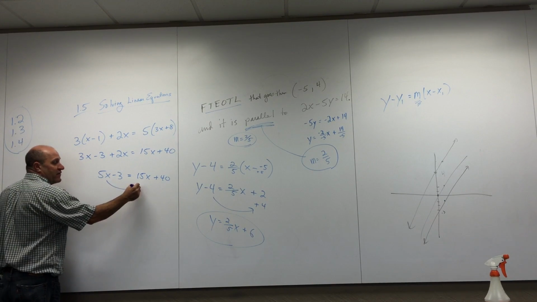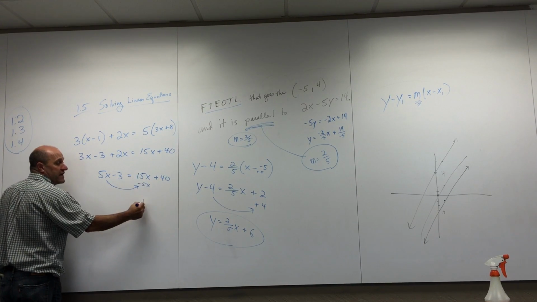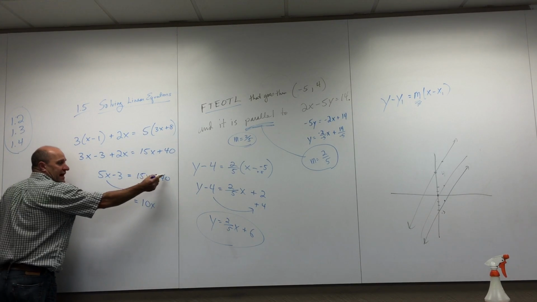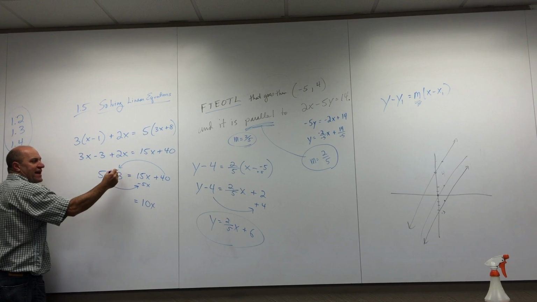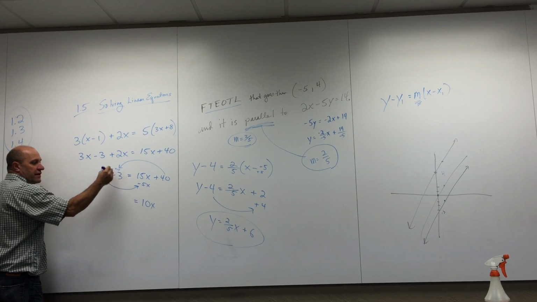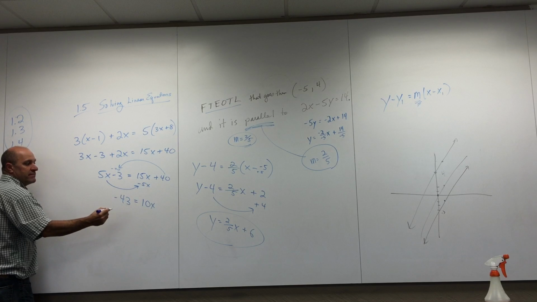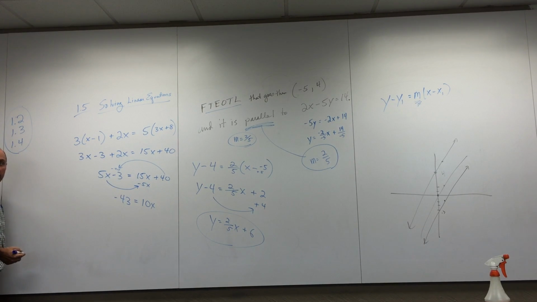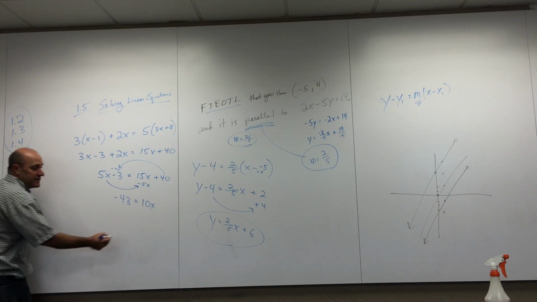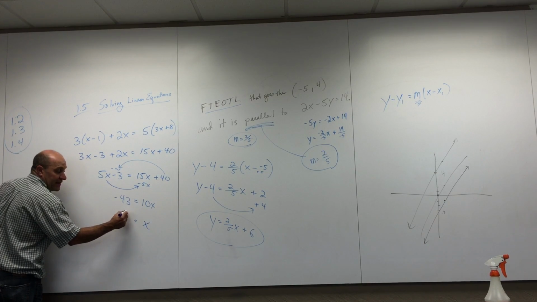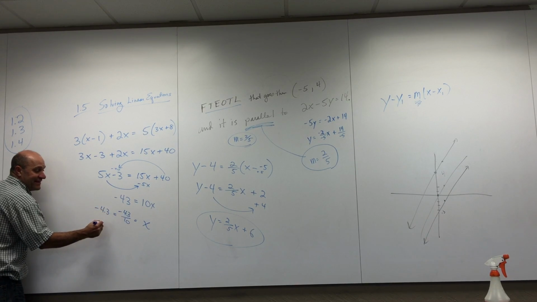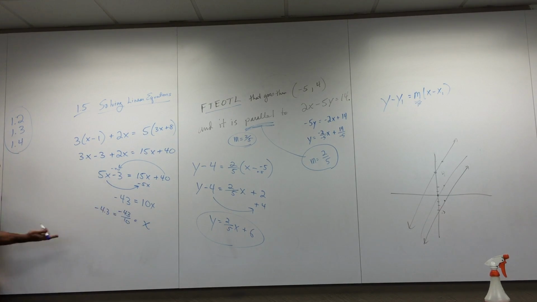Maybe I'll just move the 5. I'll subtract the 5x over here. That'll give me a 10x on this side. Is that okay with you? And then when I move the 40 over, I'm going to subtract 40 over here. So what's over here? Negative 43? Yes. And one more move. Divide by 10, and x is negative 43 tenths. You could call that negative 4.3, but we solved for x. We solved the linear equation.